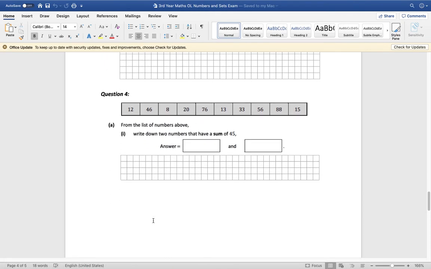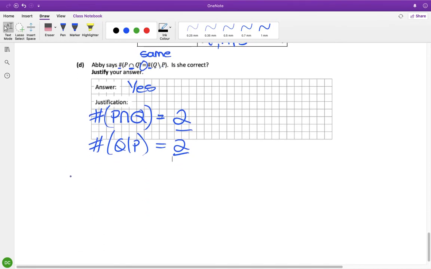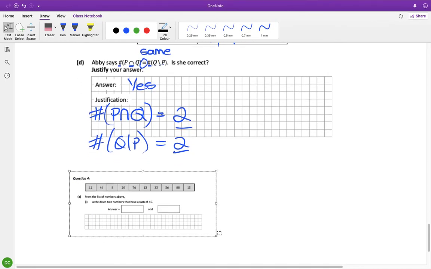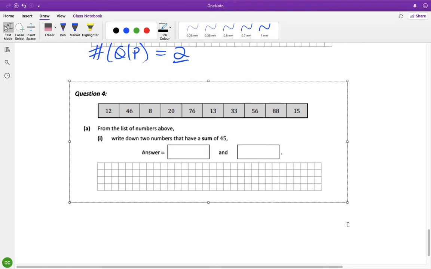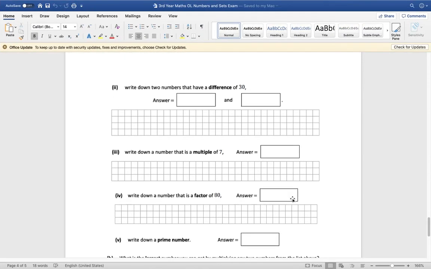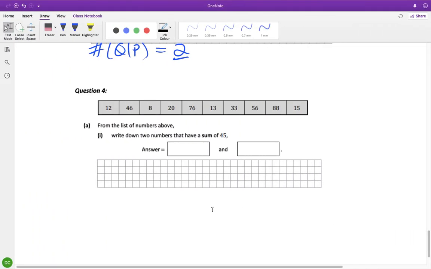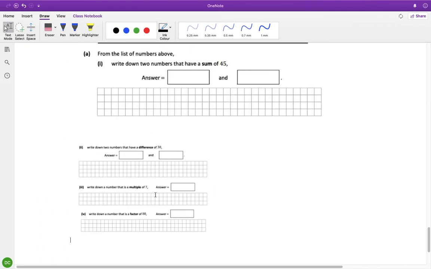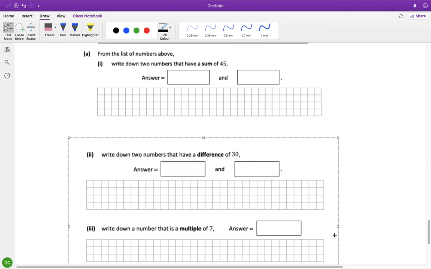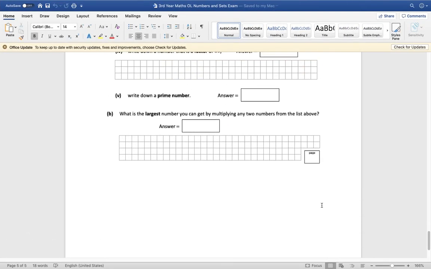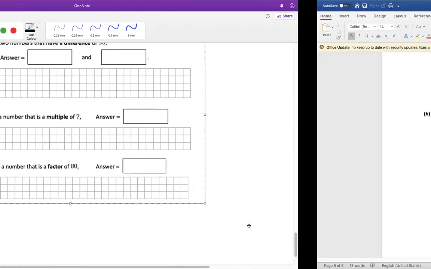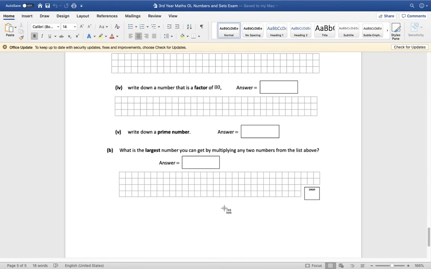All right, and then the last question. I might just snip it all in while we're here. No, factor of 80 was the last one I got. Okay, so the last two.